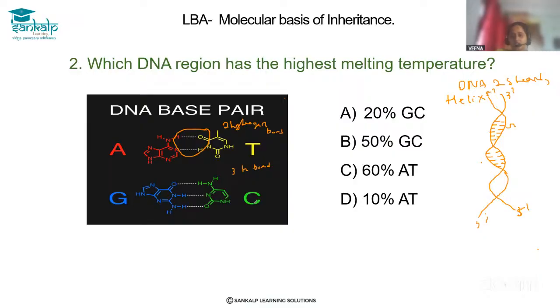So the GC region has the highest melting temperature because here three hydrogen bonds are present and it is more stable. Okay, so that's why it needs the highest melting temperature. So the correct answer is here, dear student. Which one? Option B, that is 50% GC rich region. Okay, 20% will be very less. So 50% is the correct answer. That is the GC rich region. Thank you.